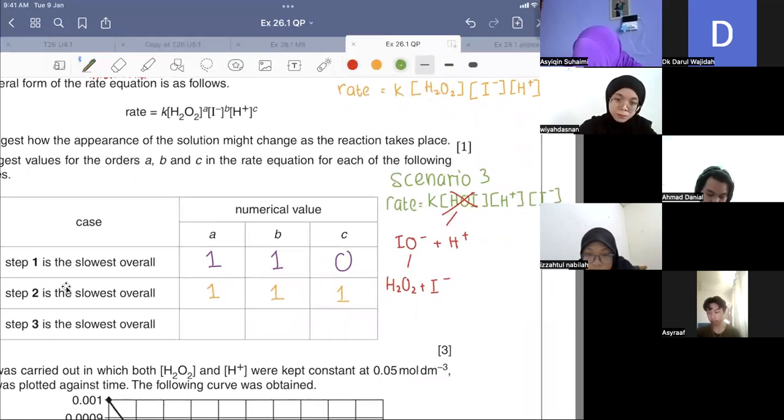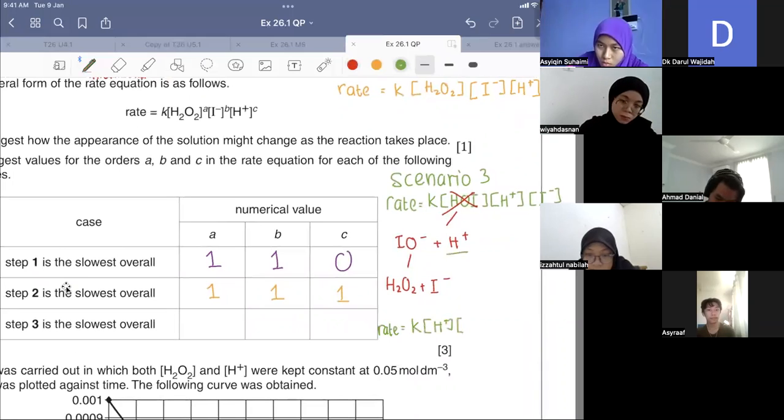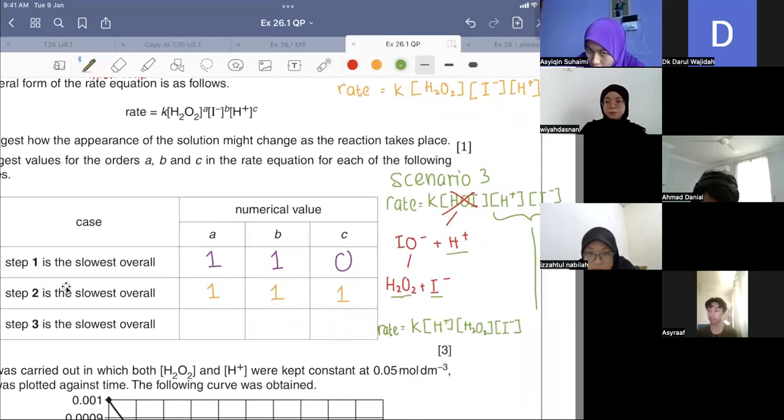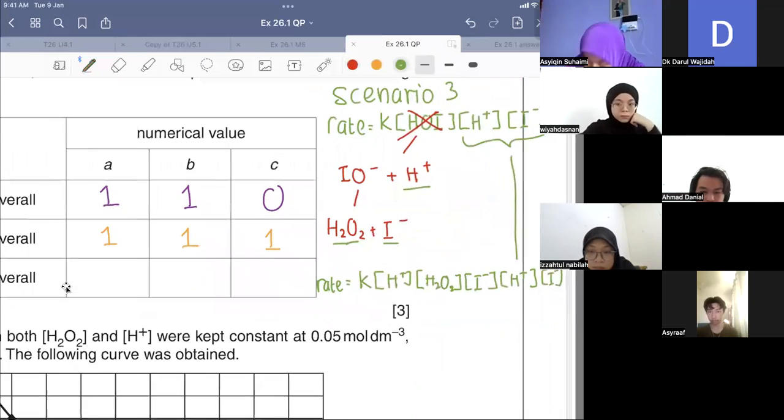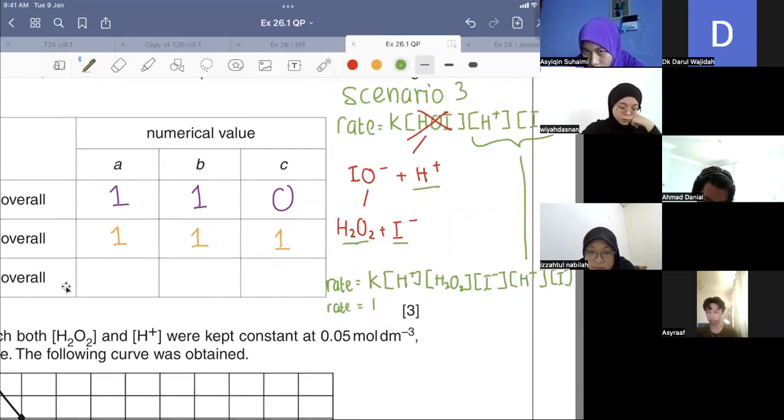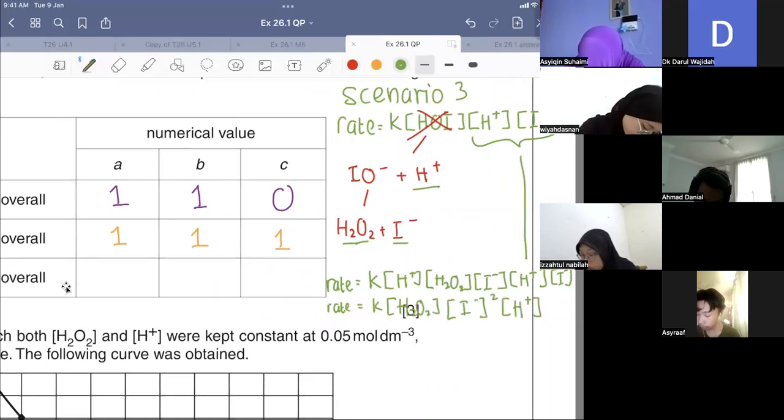For scenario 3, rate is equal to k times H plus. That's what I can include. H2O2, I minus, and don't forget the ones that were written down earlier on, H plus and I minus, okay? And I can simplify them to be k is equal to H2O2 to the power of 1, I minus to the power of 2, since there are two of them, and H plus to the power of 2.